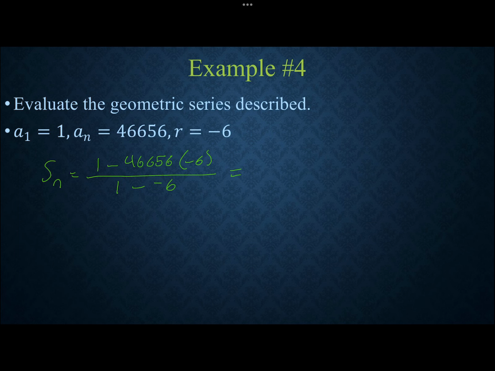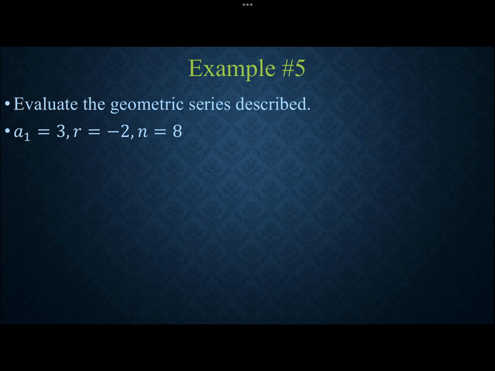It'll do it correctly for you PEMDAS-wise because it's going to multiply the 46,656 by the negative 6, and the result do with the 1. And then 1 minus the negative 6 at the bottom is a 7. Either way, you should be getting 39,991 is what the sum should work out to be. If you don't get that, again, break it down step by step. Be careful how you're typing into your calculator, really.